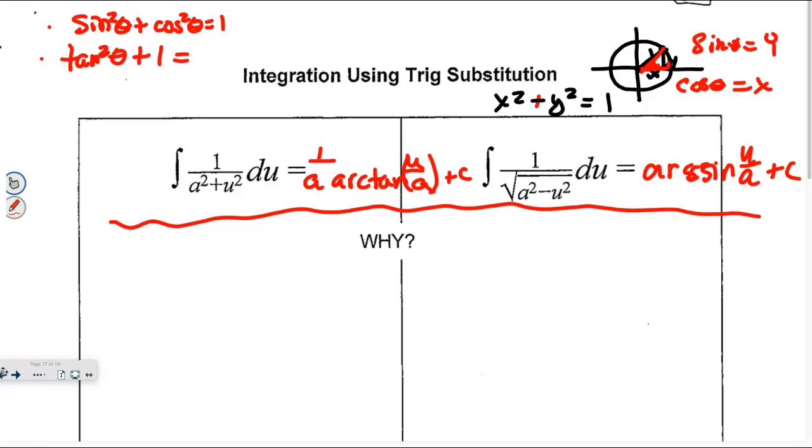And what's 1 divided by cosine squared? Secant squared. So it comes from dividing everything up here through by cosine squared, and you get this guy. You're going to be using that because you're going to be under roots.